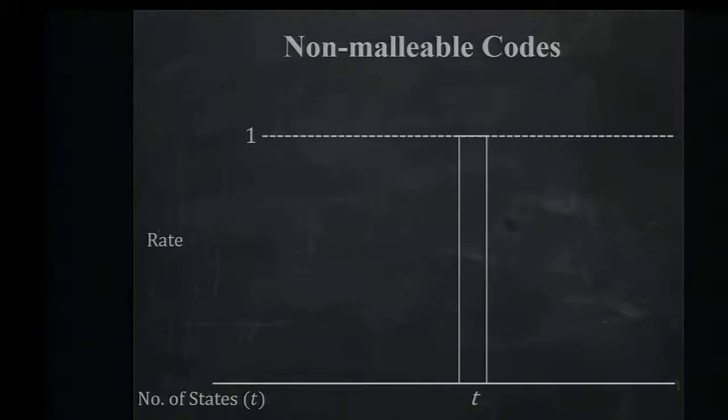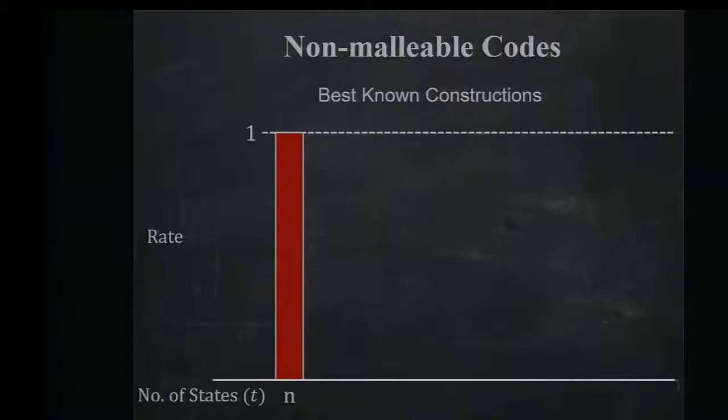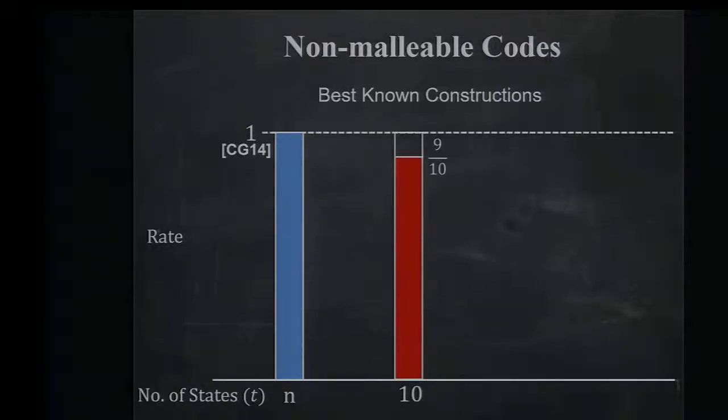So what is the prior work in this area? Cheraghchi and Guruswami had a result at ITCS 2014, which says that if you have a T-state non-malleable code, the best possible rate that you could hope to achieve is 1 minus 1 over T. Which means that for two states, the best possible rate is half. And let's take a look at the best known constructions. For the n state non-malleable code, Cheraghchi and Guruswami have a rate 1 construction, so they match what's optimal. And the next best was for 10 states. For 10 states, just based on Cheraghchi and Guruswami's result, we know that the best we can do is 9 over 10. All the red bars correspond to the best possible, and the blue bars correspond to the best known results.